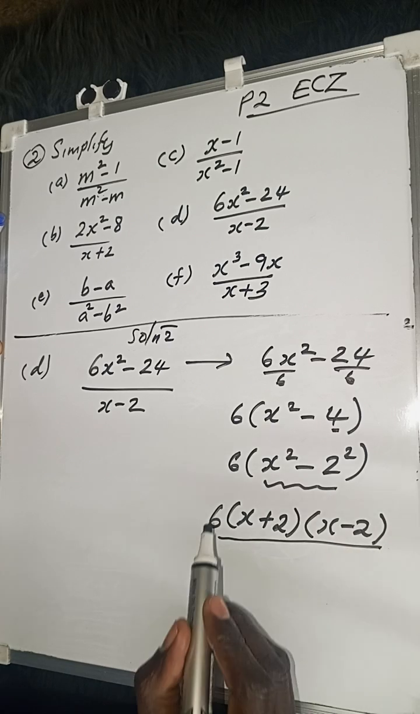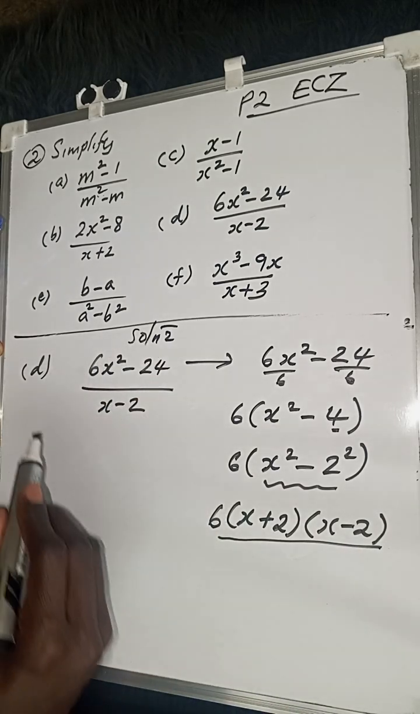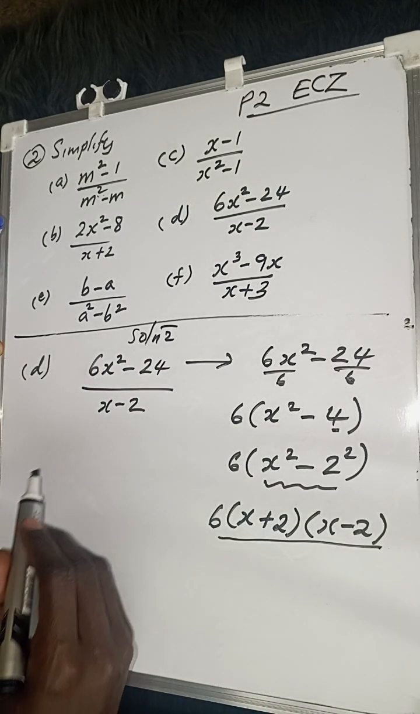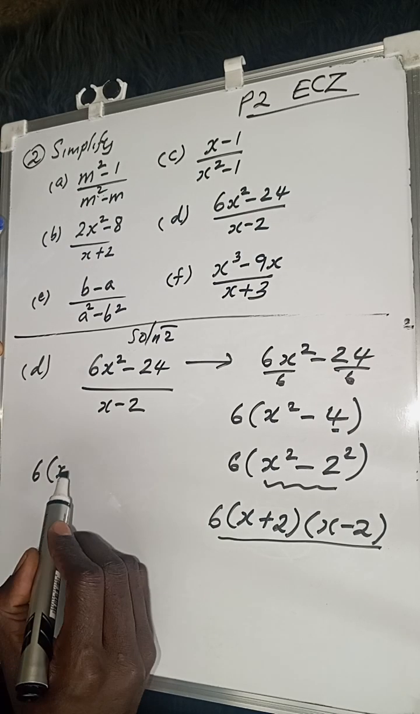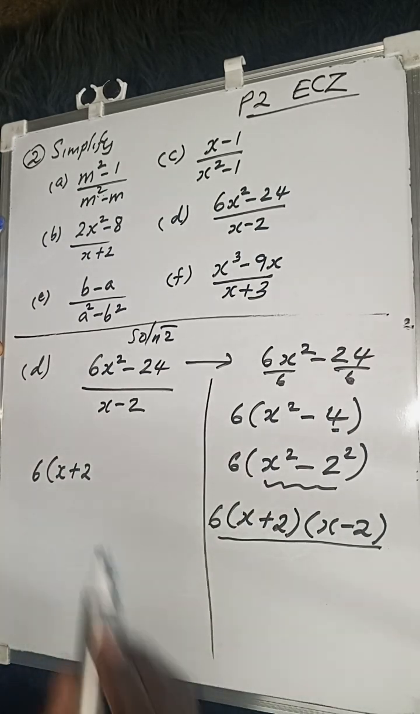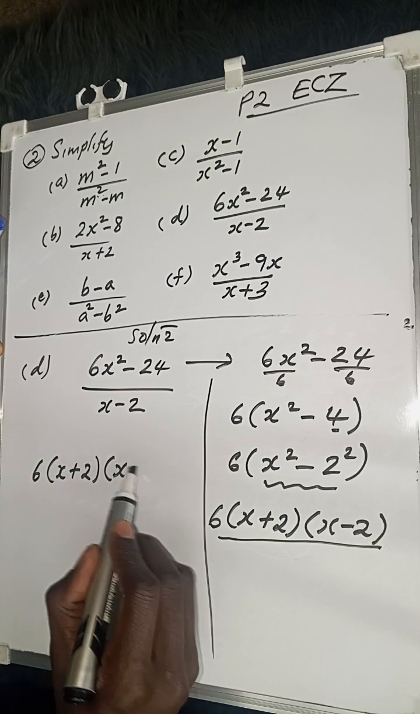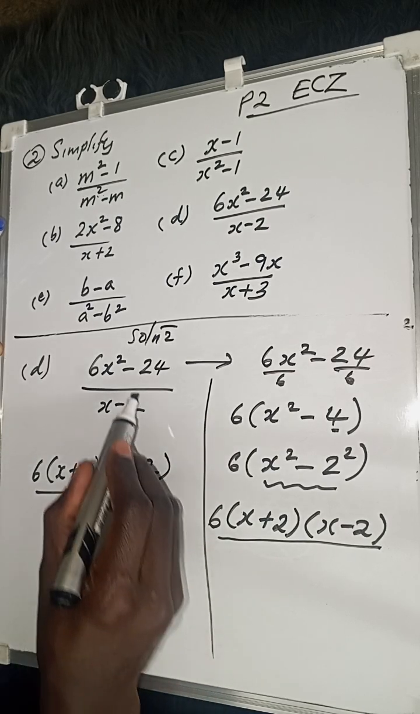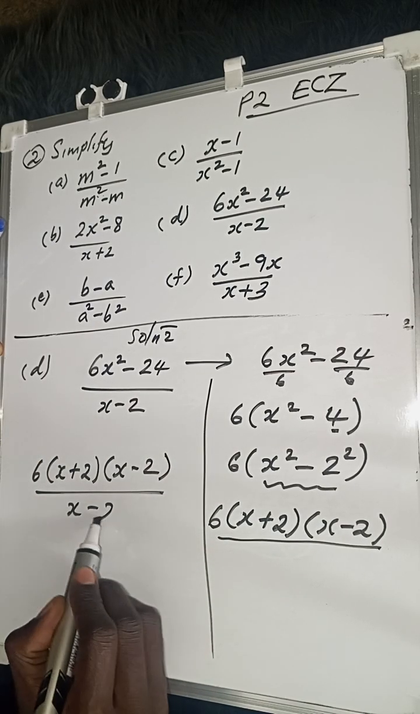So this, I'll replace it on top now because I factorized the top part. So it is going to be 6 times x plus 2, x minus 2, over x minus 2.